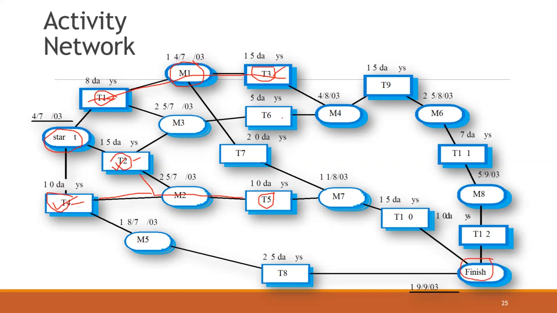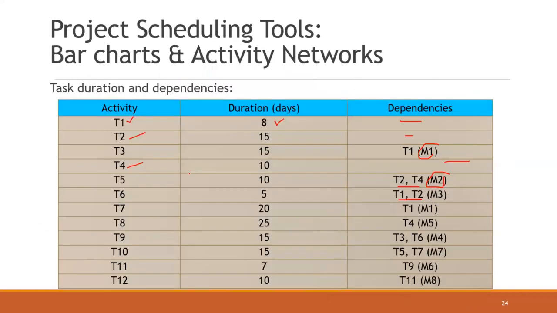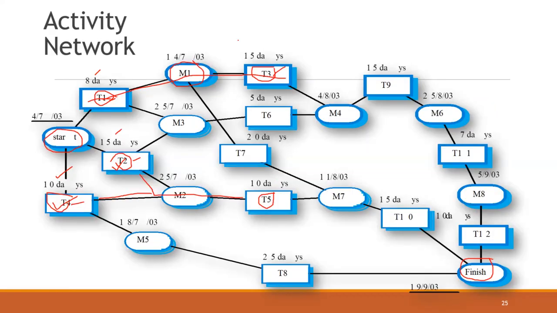Okay, like task 6 will be after task 2, then task 9 will be after task 3 and task 6, etc. Once we have created it in the activity network, we also mention the duration, like 8 days, 15 days, 10 days. The duration is given over here, either by days or by date, that is, from which date to which date. That also we can represent.